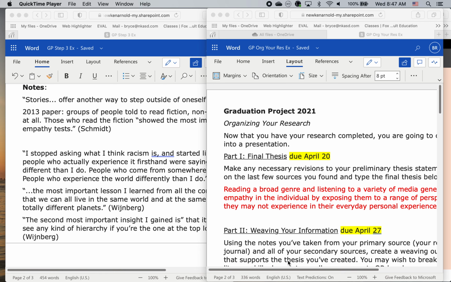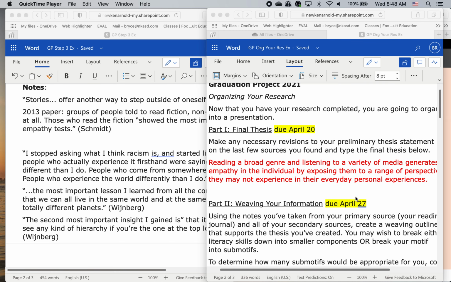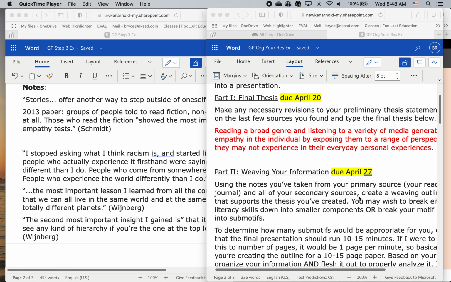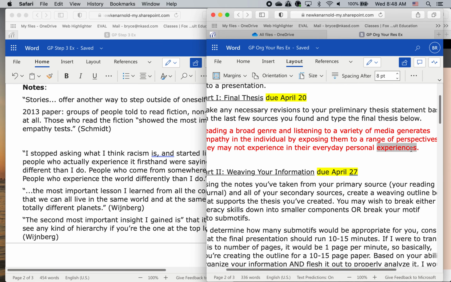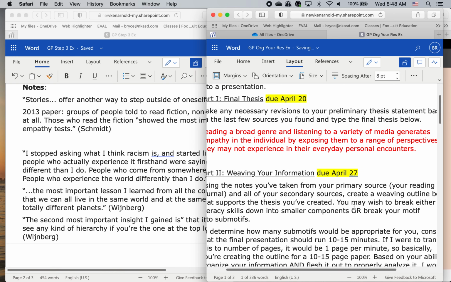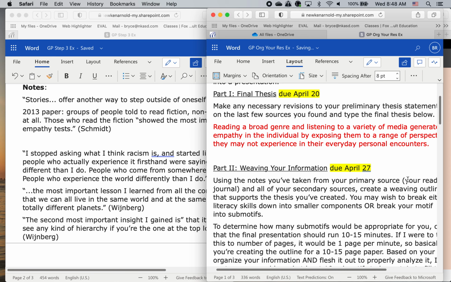Notes, and I found all of my research. I need to finalize my thesis. So when I talked in the last video about how, as I read that aloud, I noticed that I have the word experience twice. So I am going to change one of those. I'm going to revise that to personal encounters. So now I have my final thesis.